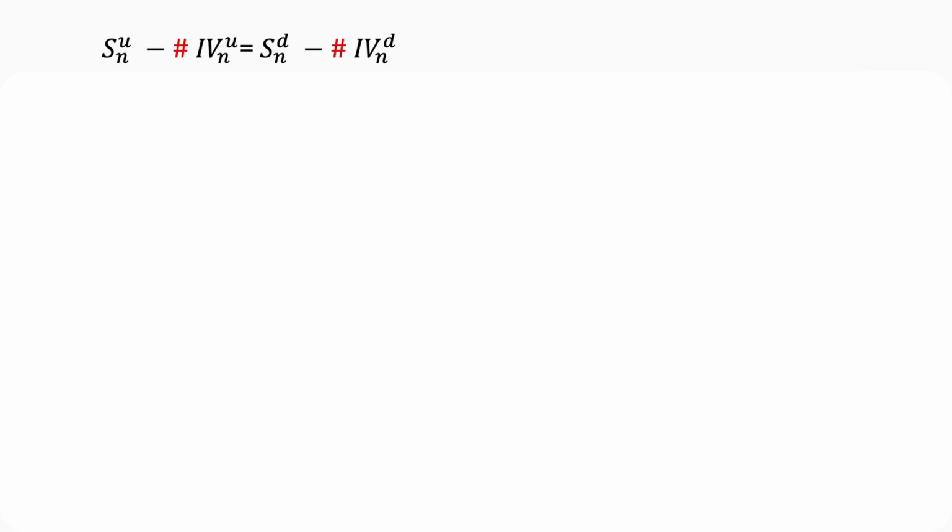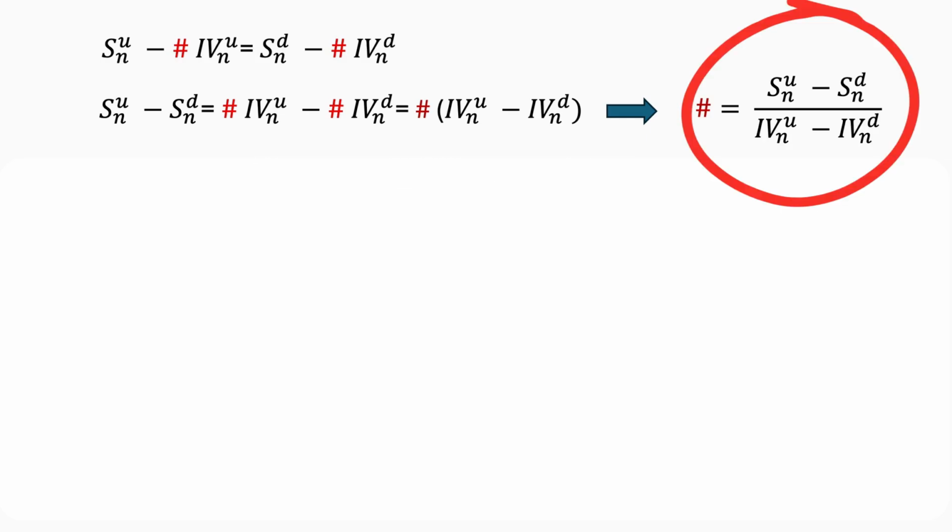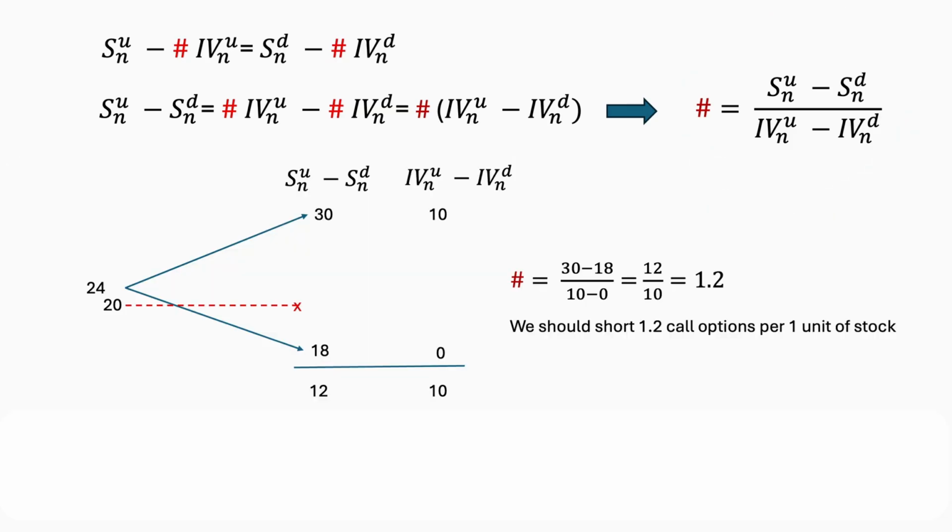From our equation of value, we now solve for the hash number, which we keep in red font to be easily seen. It turns out that written this way, the hash number is stock price up minus stock price down, all over intrinsic value up minus intrinsic value down. Going back to our depiction, we write it down as follows. And visually note that the answer is going to be 12 over 10 or 1.2.